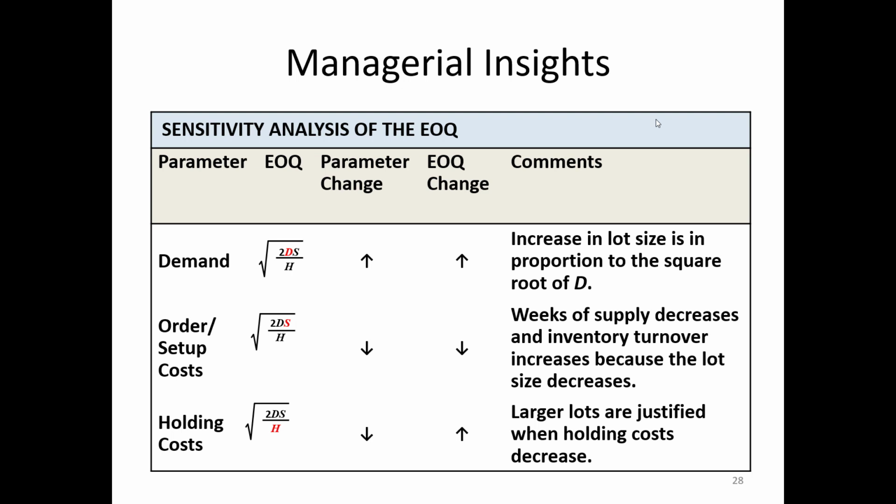Okay. All right. Next unit, we start talking about those inventory control systems. First the Q system, then the P system. Stay tuned.